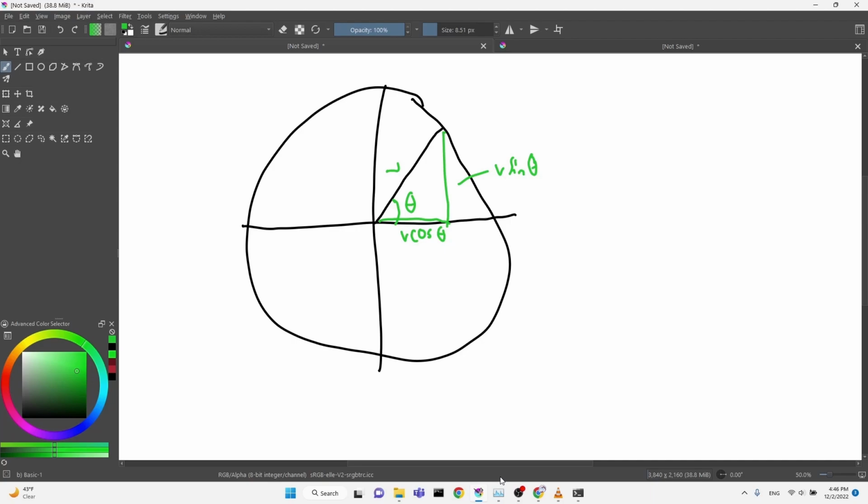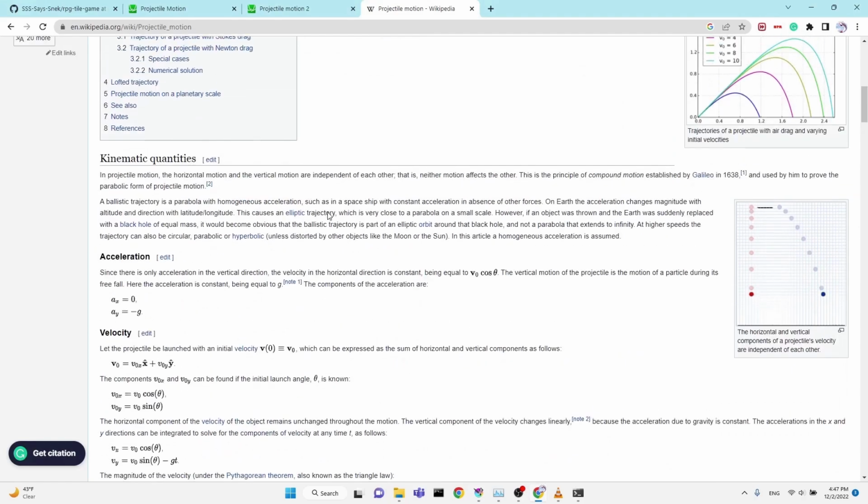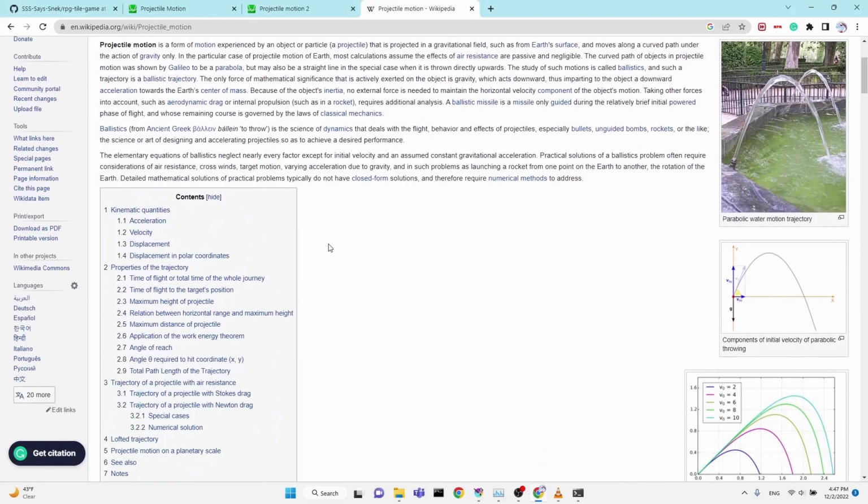So if you're just not interested in how I get the formula for calculating the angle to fire, just skip right on ahead. But I'll be talking about how we actually get a huge and crazy formula. Anyway, the first thing we do is look at the Wikipedia page. Wikipedia has a lot of information.